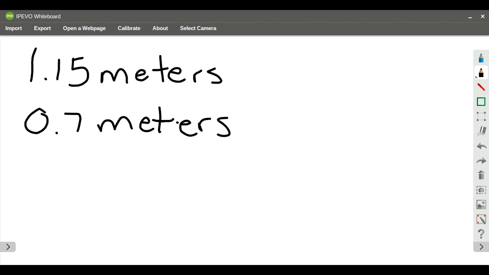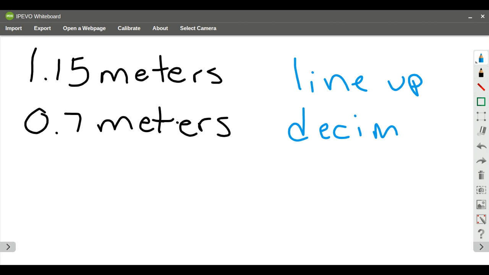So when we're adding the two lengths of the board together, because it says what is the combined length, that tells me that I'm doing addition. When I add this, I need to make sure that I line up my place values. That's the most important thing when I'm adding and subtracting, is that the decimal is lined up and place values are lined up.